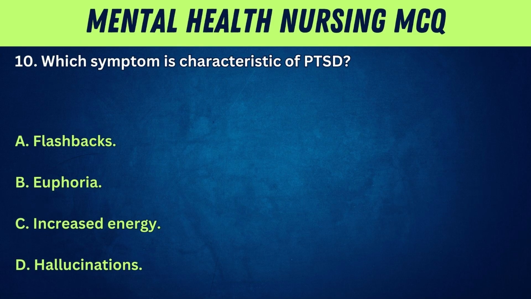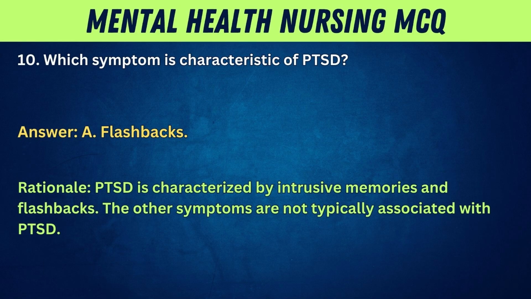10. Which symptom is characteristic of PTSD? A. Flashbacks. B. Euphoria. C. Increased energy. D. Hallucinations. Answer: A. Flashbacks. Rationale: PTSD is characterized by intrusive memories and flashbacks. The other symptoms are not typically associated with PTSD.